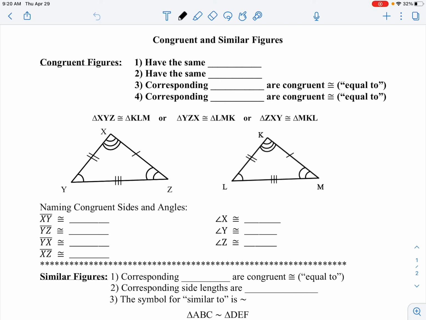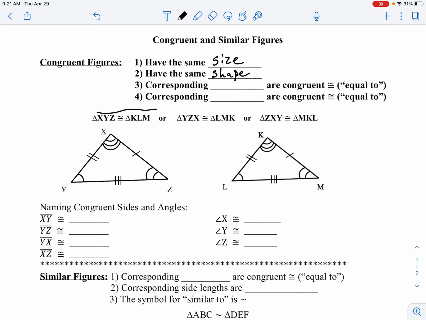So when we're talking about congruent figures, they are all going to have the same size and the same shape. So basically, congruent just means the same thing happening: same size and same shape. Down here it tells us that triangle XYZ is congruent to triangle KLM. That means these two triangles are exactly the same. There's nothing different about them except they're named differently.